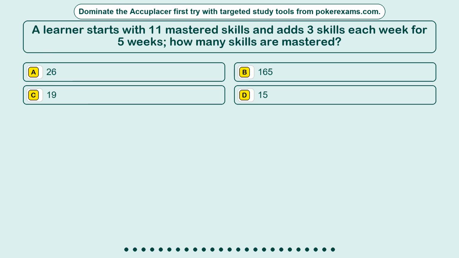Question 8. A learner starts with 11 mastered skills and adds 3 skills each week for 5 weeks. How many skills are mastered? Option A, 26. Option B, 165. Option C, 19. Option D, 15.